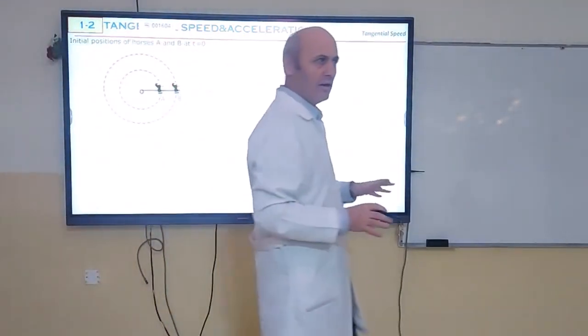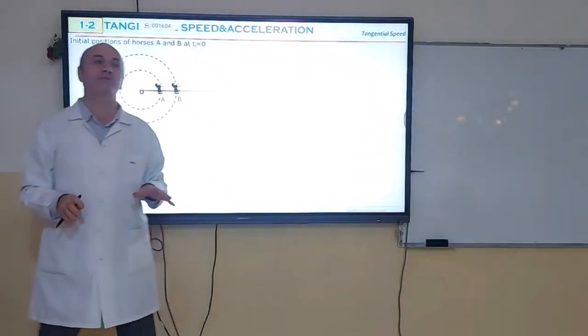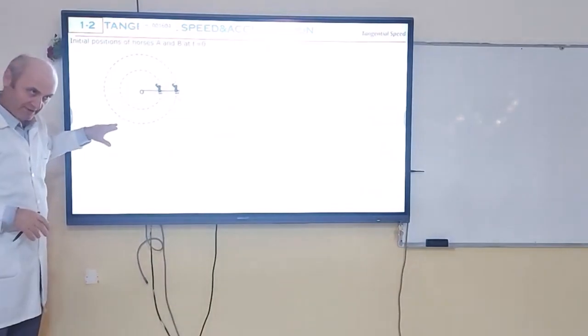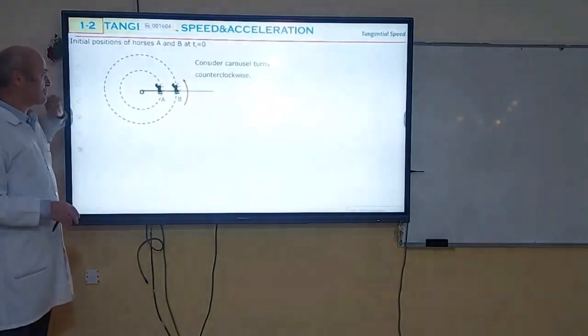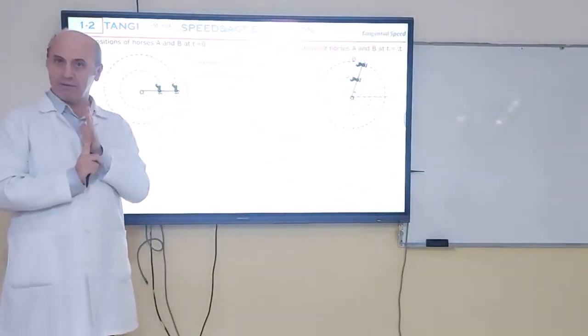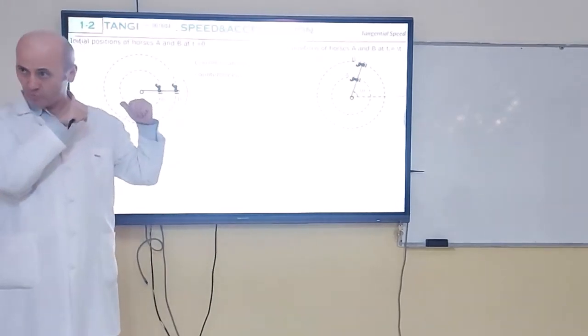So, carousel. A carousel is a rigid object. There are two horses on the carousel, A and B. When the carousel rotates, these two horses also move in a circular path. And because the carousel is a rigid object, both horses will turn the same angle. Their angular displacements are going to be the same, just as we said at the end of section 1.